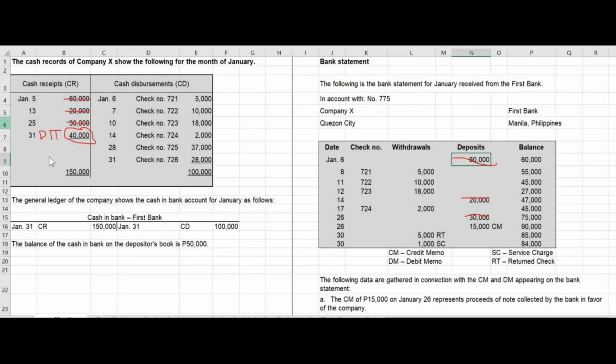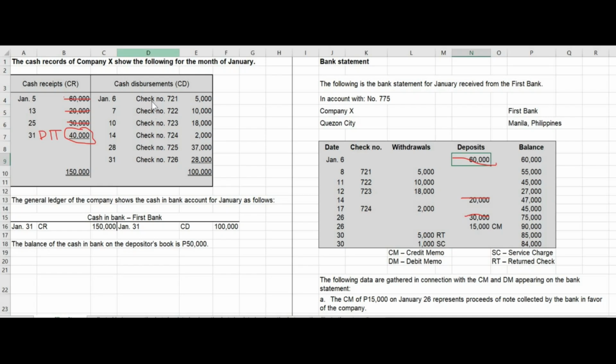So, after the cash receipts, kasi tapos na nating na-trace ang mga cash receipts, proceed naman tayo sa cash disbursements. So, sa cash disbursements naman, meron itong mga check number, kasi alam natin na pag cash disbursements, diba, mag-i-issue tayo ng cheque. So, the same thing, what we have to do is to simply trace transactions from your company's records to that of the records of the bank.